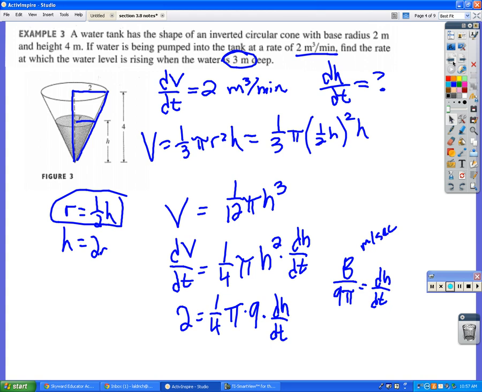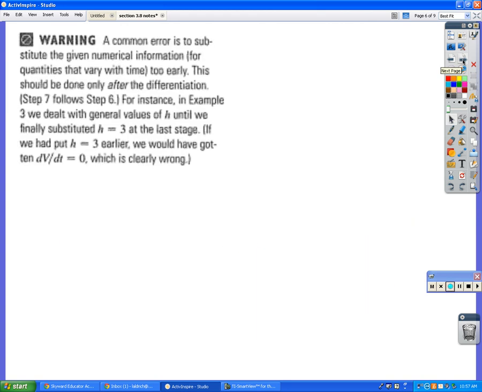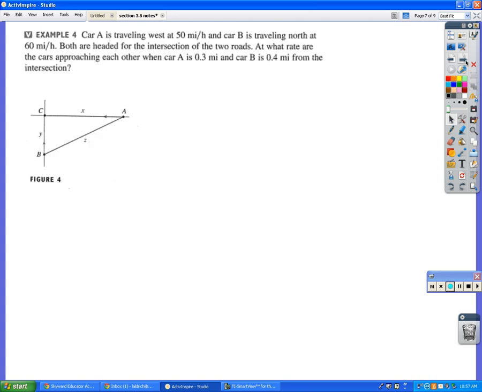Definitely not. That's not what you want to do, because you want to plug this in always as your last step. This should be done only after the differentiation. So don't do that.